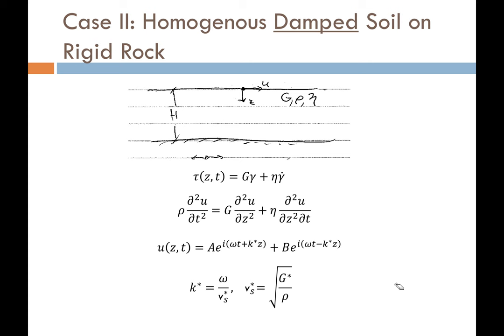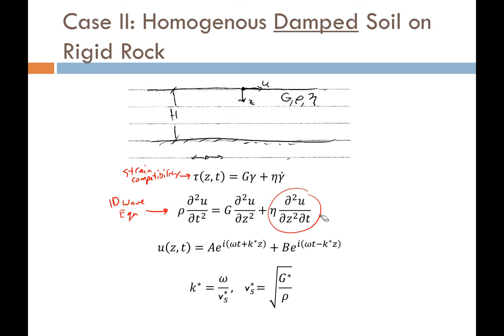So case two, we're going to keep the same homogeneous soil, but this time we're going to add some damping properties to that homogeneous soil. So again, we're going to go back. Here's our strain compatibility equation. You're going to see it's a little bit different than it was last time. This time we have a viscous damping component in the strain compatibility equation. And then here's our one-dimensional wave equation that we need to solve. And you can see it has a damping component added into it.